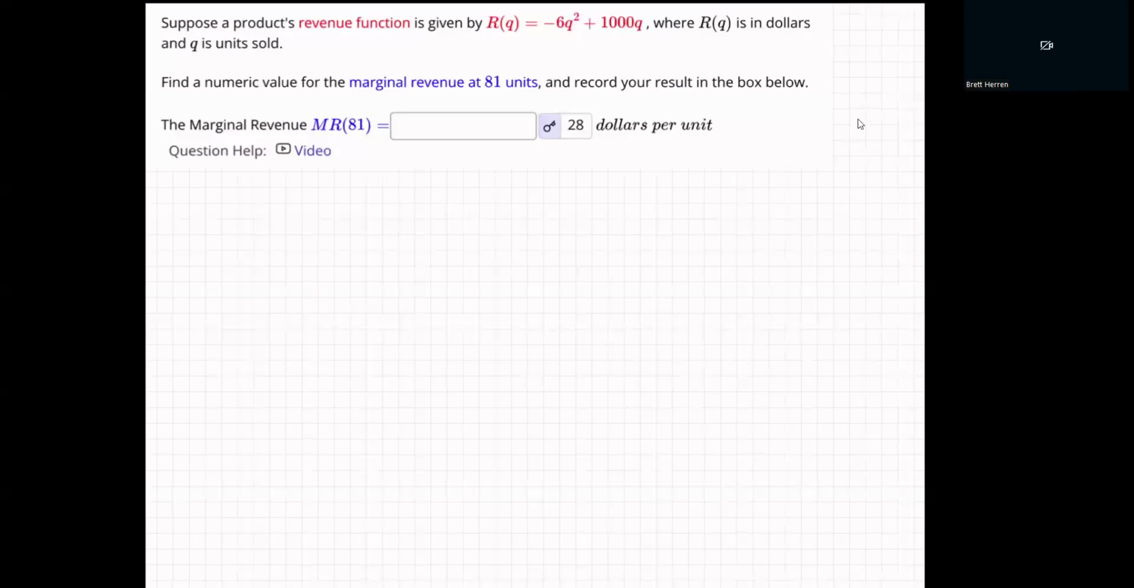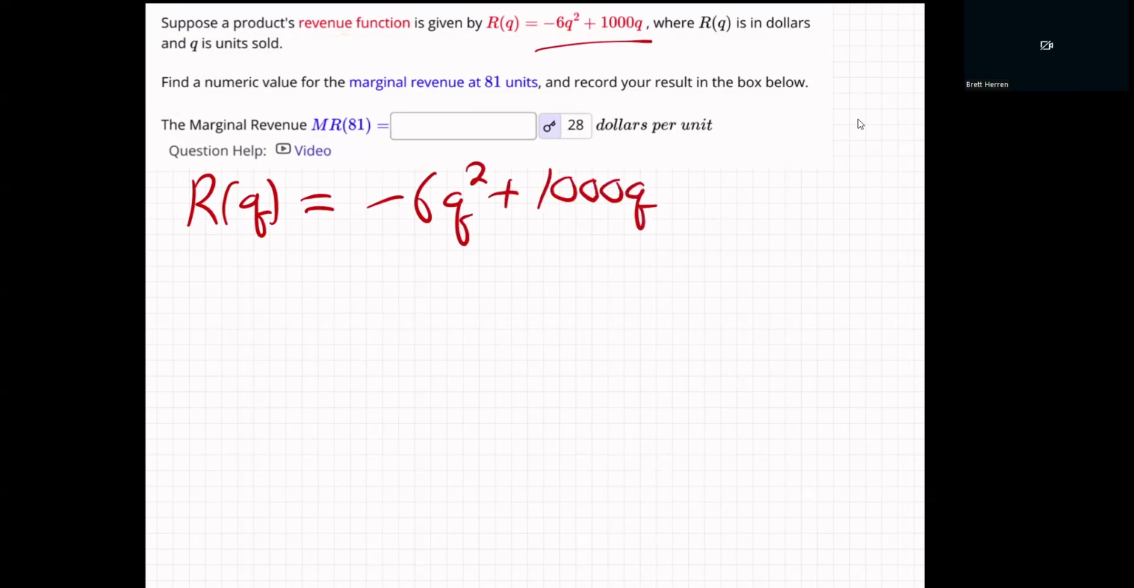This question says, suppose a revenue function is given by that equation, where R of Q is dollars and Q is units sold. Find a numeric value for the marginal revenue at 81 units and record your results in the box below. Okay, so let me bring it down. So we have R of Q right there, which is minus 6Q squared plus 1,000Q. Okay.